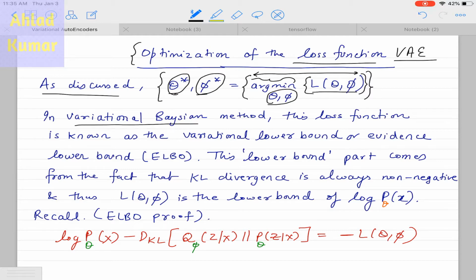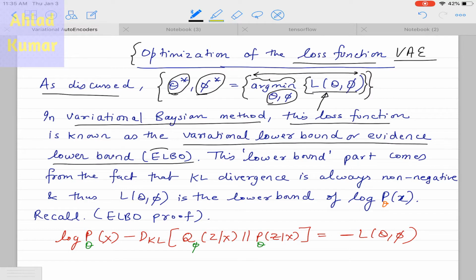In the variational Bayesian method, the loss function that we have defined here is also known as the variational lower bound or evidence lower bound, that is ELBO. This lower bound part comes from the fact that the KL divergence is always non-negative. Thus L(theta, phi) is the lower bound of log of P theta of x.